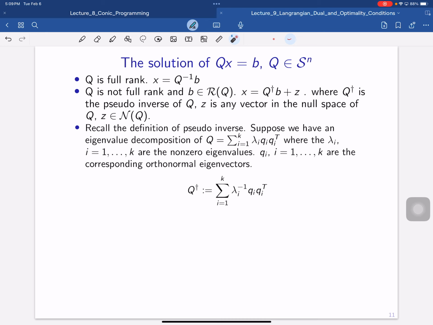And recall how you get the pseudo-inverse. The pseudo-inverse is nothing but, if you take the eigenvalue decomposition of a symmetric matrix, okay, let's assume this eigenvalue decomposition is sum of lambda_i times q_i q_i transpose. Then the pseudo-inverse is you just take the reciprocal of each of the lambda. Okay, that's the definition of a pseudo-inverse. And there is a proof that you can show that this is indeed a pseudo-inverse. Okay.